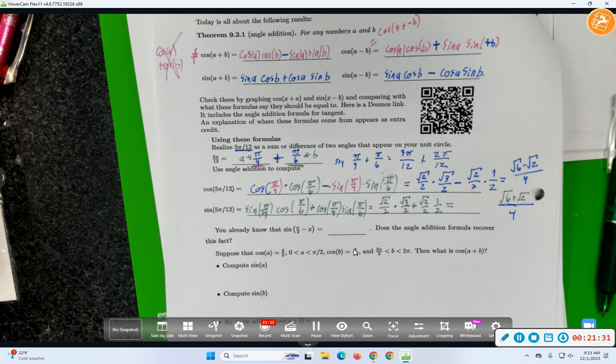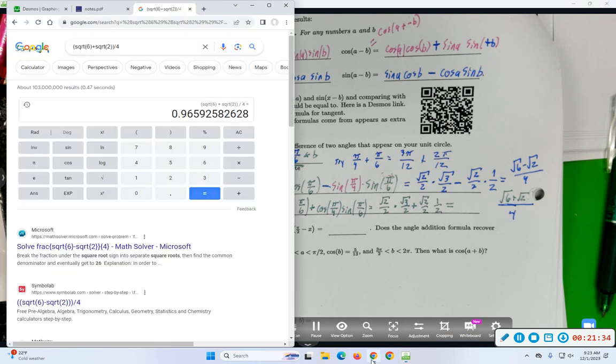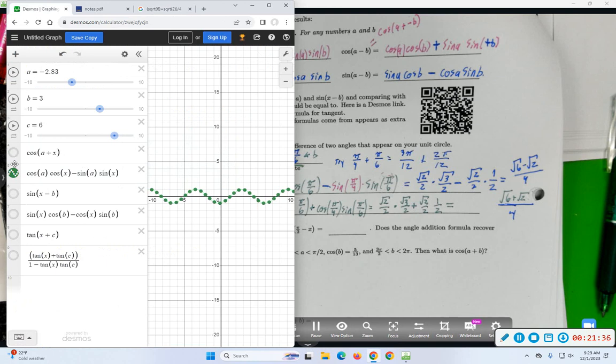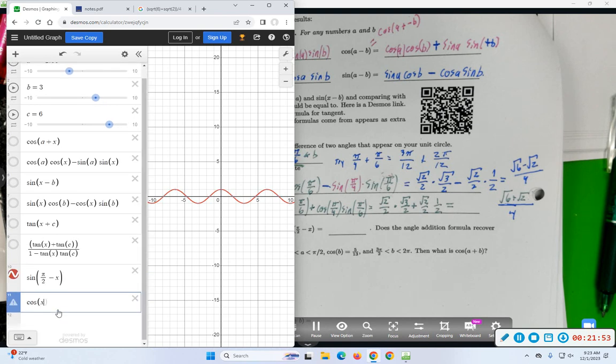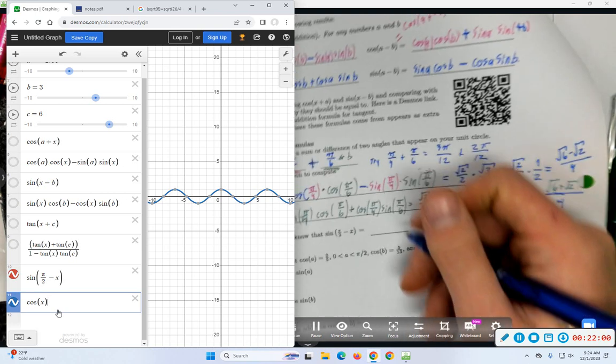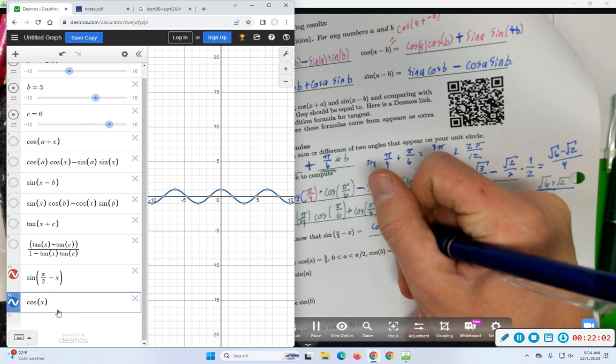Let's remember what it is by doing some graphing. Let's graph sine of pi over 2 minus x. Does that curve look like a curve that you recognize? What's it look like? Cosine. Let's just double check that. Cool. That check out? Mm-hmm. All right. So it sure seems like sine of pi over 2 minus x is equal to cosine x.